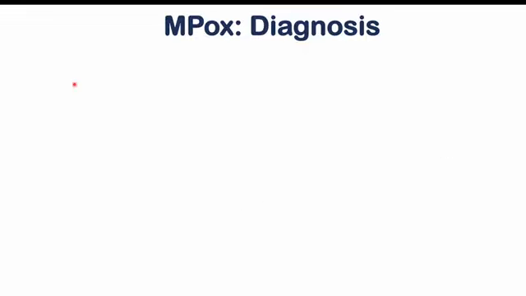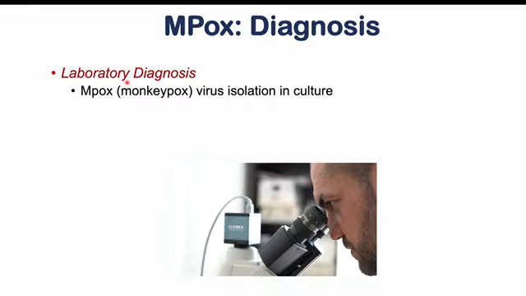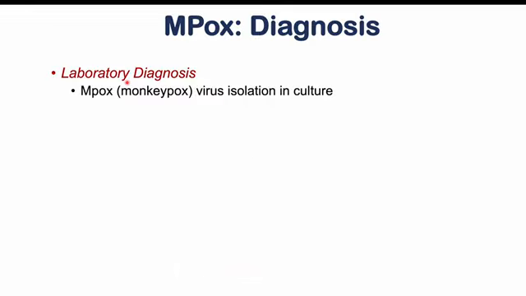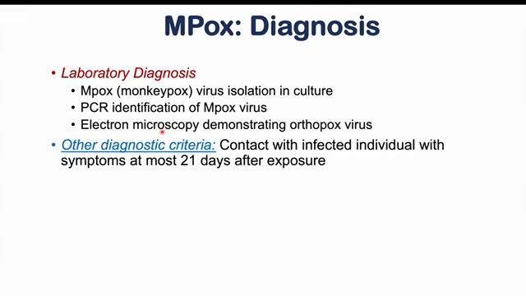Now let's discuss how clinicians make the diagnosis of Mpox viral infections. So the diagnosis is going to be via laboratory methodology. So taking a sample from a suspected case and then looking at that sample either in culture. So if the Mpox virus is isolated, this is one way to make the diagnosis. Other ways include PCR identification of the Mpox virus. And then electron microscopy. If there's electron microscopy that demonstrates an orthopox virus, this can be enough to make the diagnosis as well.